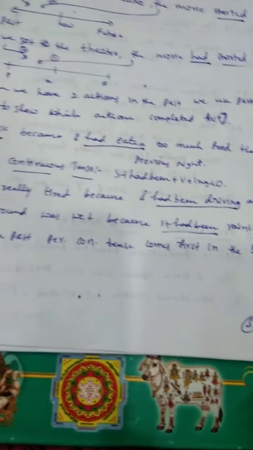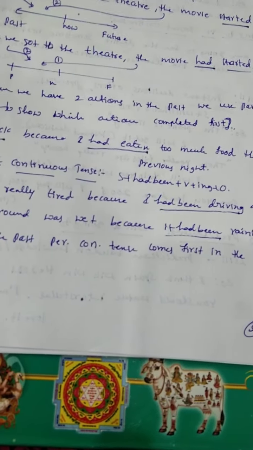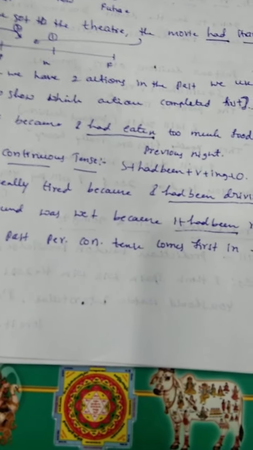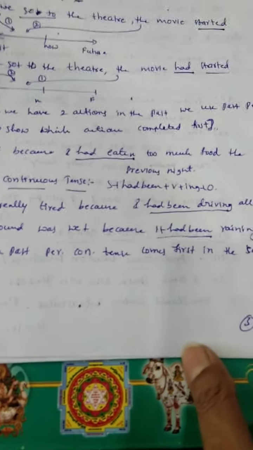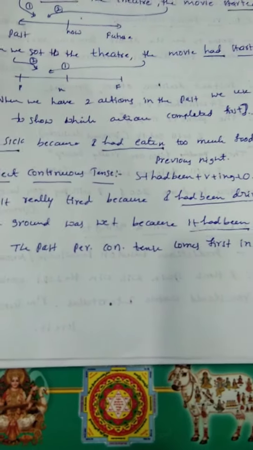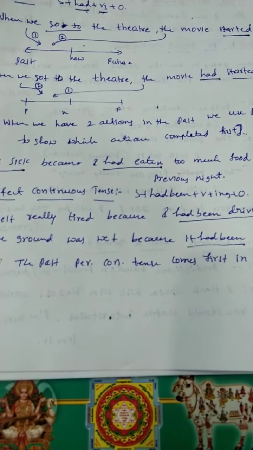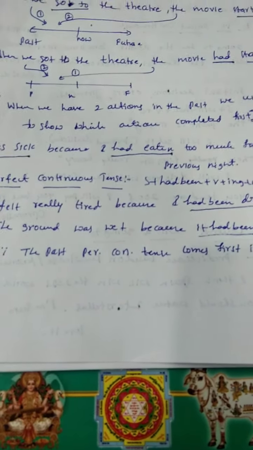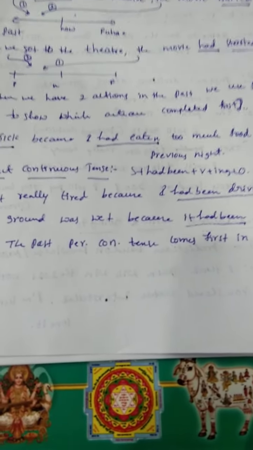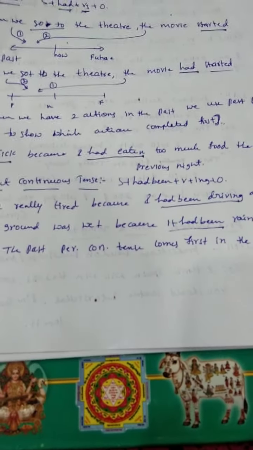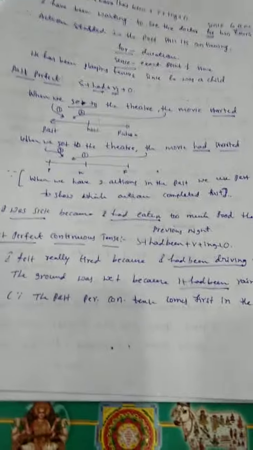We have to use this tense if any action is going on in the past. In the past, if the action was started and it was going on, then we have to use this past perfect continuous tense. Is that clear?